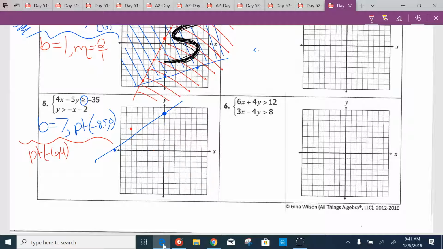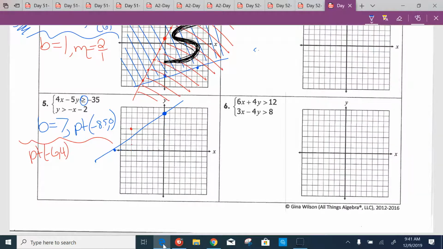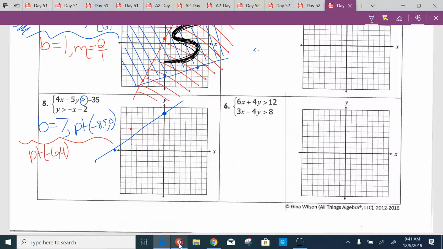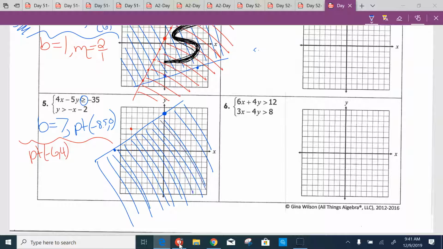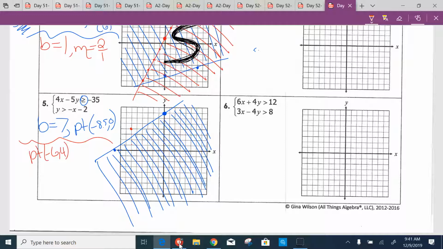I do realize right now that I've got to shade in my first graph, so let me go ahead and do that now. According to my calculator, I'm shading everything that was below my blue line. So I should have everything down here shaded. If I continue with the red. There we go. I apologize for that. All right, now back to the red line. So I have a point at negative 6, 4. All right, that helps me out.